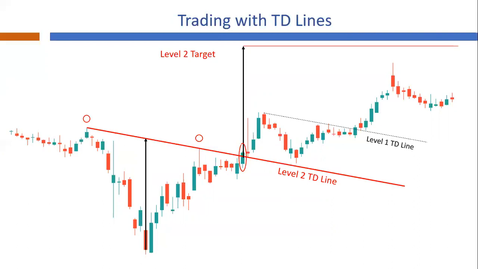So instead of taking trade right away, we should wait for breakout above the lower level TD supply line. Look at the line which is drawn in black. The same is level 1 TD supply line. Now we wait for breakout of level 1 TD supply line. Look at the marked candle. It denotes the breakout. Then we calculate target for level 1 TD supply line breakout. This is a simple method of trading with TD lines.